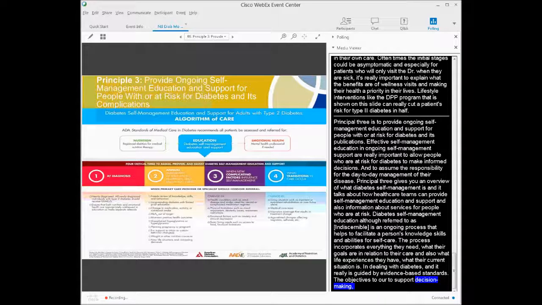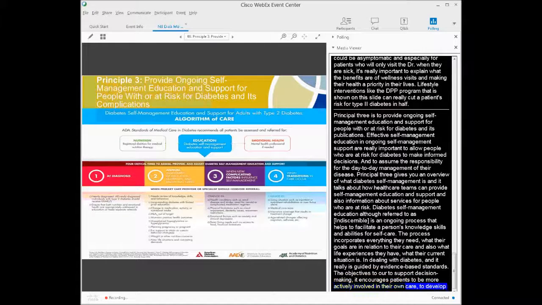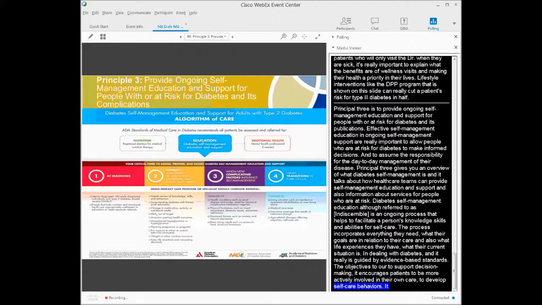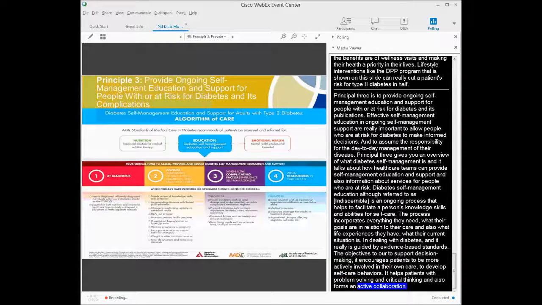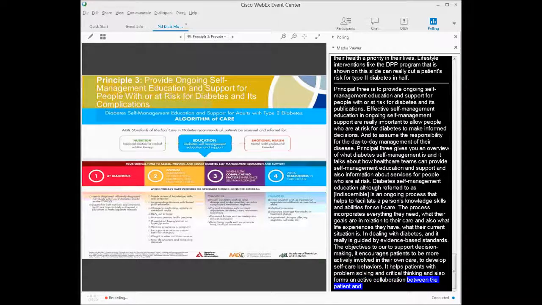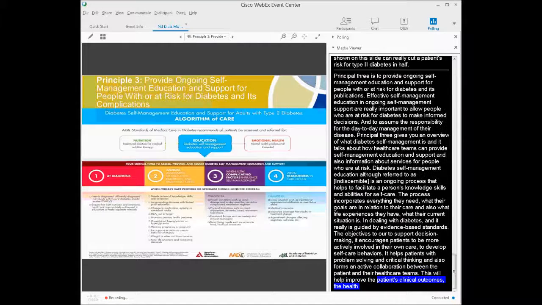It helps patients with problem solving and critical thinking, and also forms an active collaboration between the patient and their healthcare team. So this will help improve the patient's clinical outcomes, their health status, and also just their quality of life in general. So what this slide shows is the 4 critical times to refer to DSME.